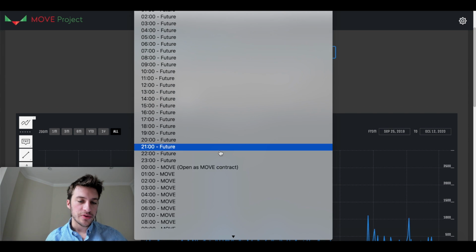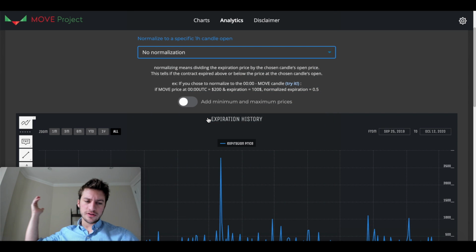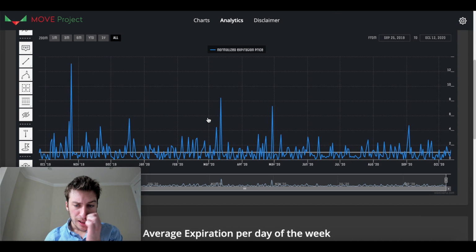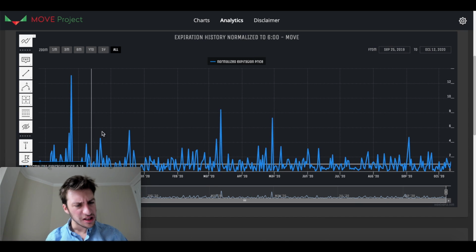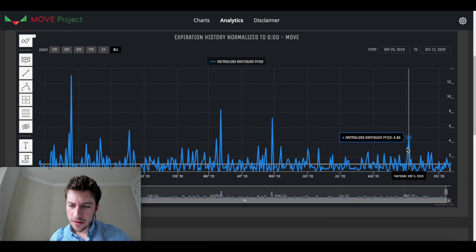So like, hey, let's go simulate how good it would have been to buy 6 hours after the move contract has a strike price. It's okay. It's typically fine. Normally, yeah, it's fine. You can make like, you know, 1.79 your investment here. You would have made 4.65.